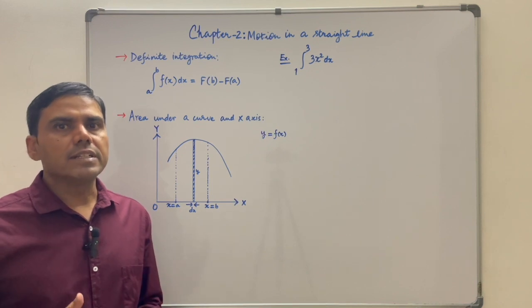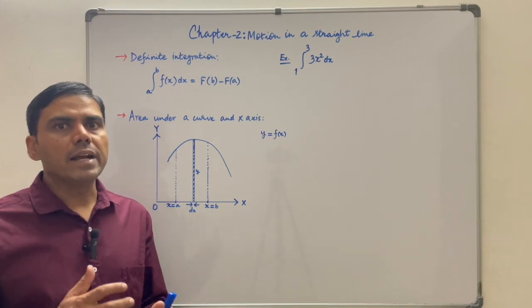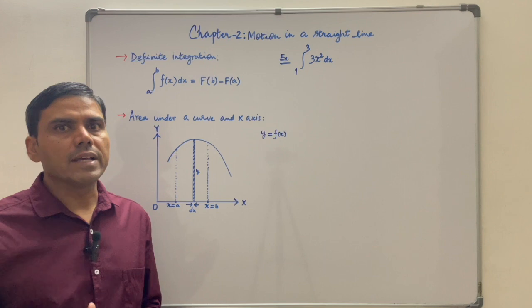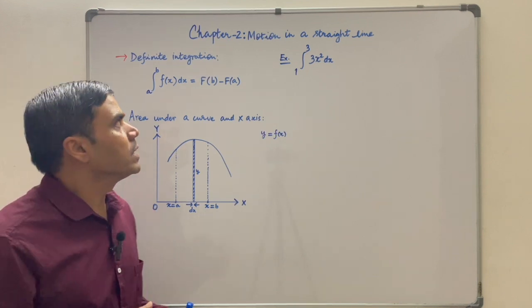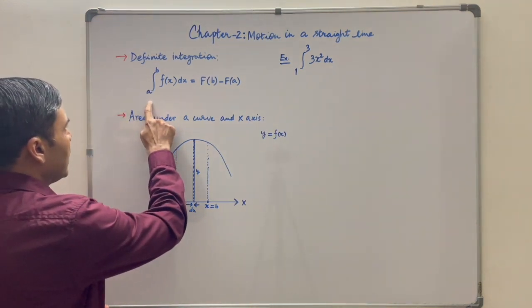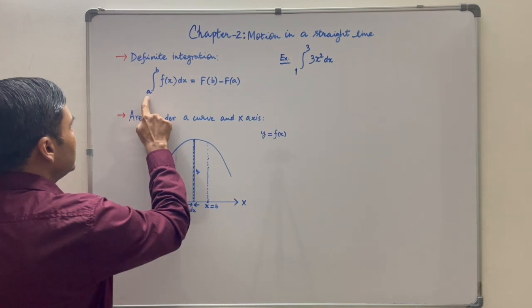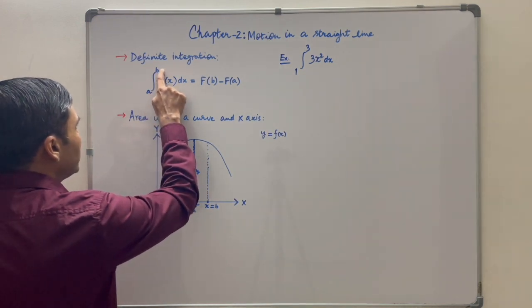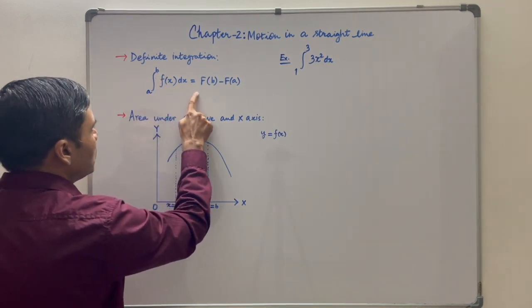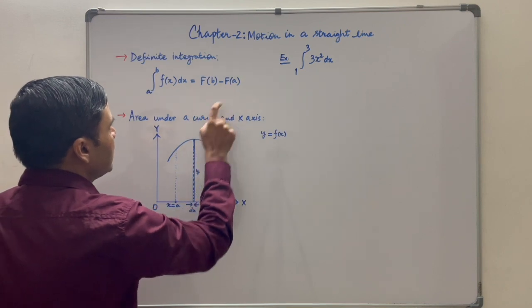Now let us see definite integration. When a function is integrated between a lower limit and an upper limit, it is called definite integration. It is represented as an integration sign. This is the lower limit, this is the upper limit. Integration of fx dx is equal to fb minus fa.